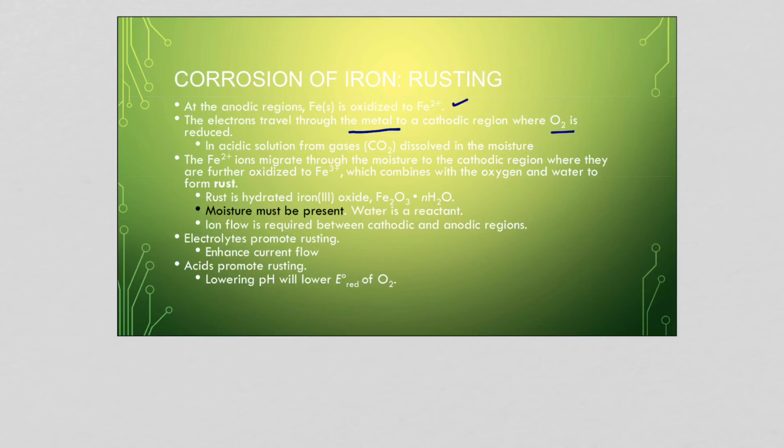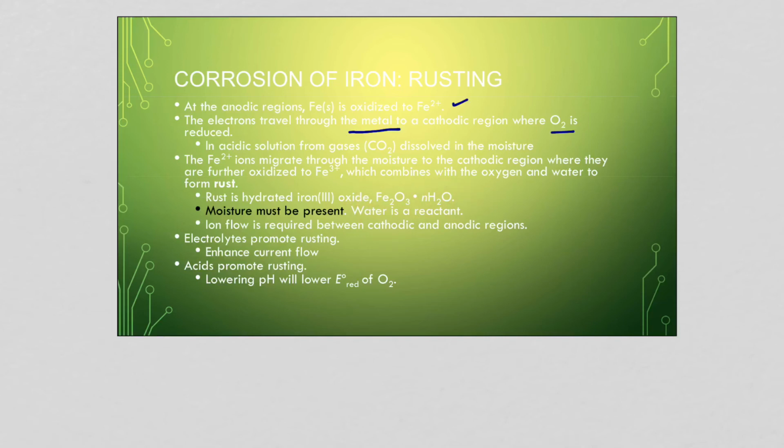Now again, if we have acidic conditions, so if we have CO2 dissolved in moisture, in water drops, again, not that uncommon to have small drops of water around, then the iron can migrate, it's now aqueous, in the water, can migrate through this moisture to what we might call a cathodic region, where again it's exposed to more oxygen and is oxidized even further to iron +3, and this combines with oxygen and water to form what we commonly know as rust, or iron 3 oxide hydrate.